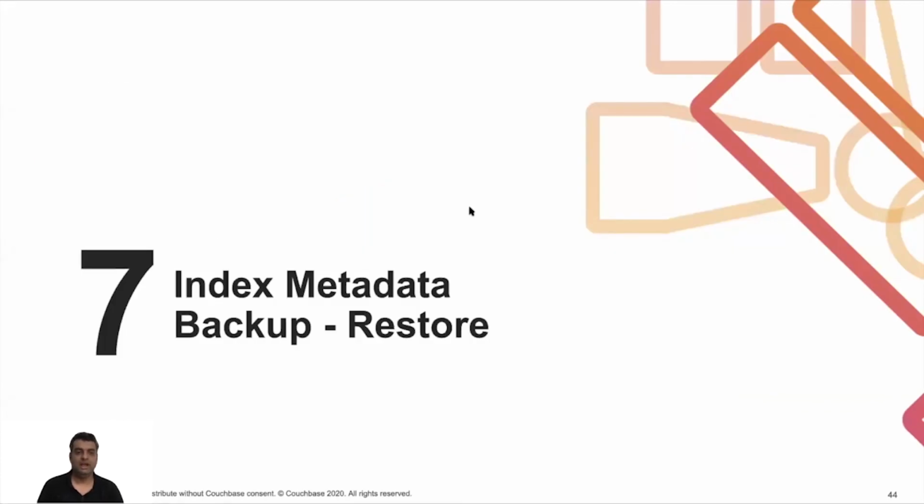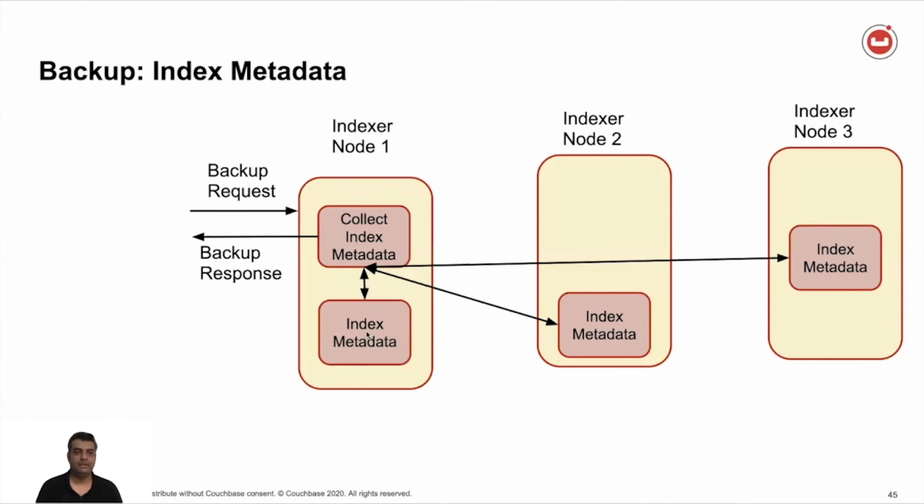Now let's take a look at how index metadata can be backed up and restored with the help of the CB Backup Manager tool. CB Backup Manager can make a request to one of the indexer nodes to get the backup metadata. This request will be received by one of the indexer nodes, and that indexer node will perform scatter gather and get the local index metadata from all the indexer nodes. Once the entire metadata is collected, that indexer node will return the response to the CB Backup Manager.